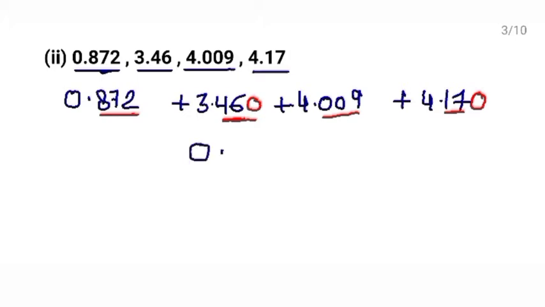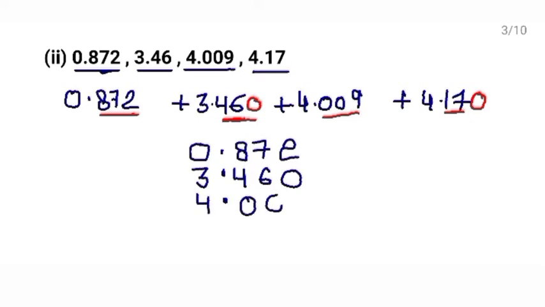Write the first number 0.872. Second number, decimal point below the decimal point. Before decimal 3, after decimal 4, 6, 0. Third number, decimal point below the decimal point. 4 is before the decimal, after decimal 0, 0, 9. Decimal point below the decimal, before decimal 4 and after decimal is 1, 7, 0. Now add them.